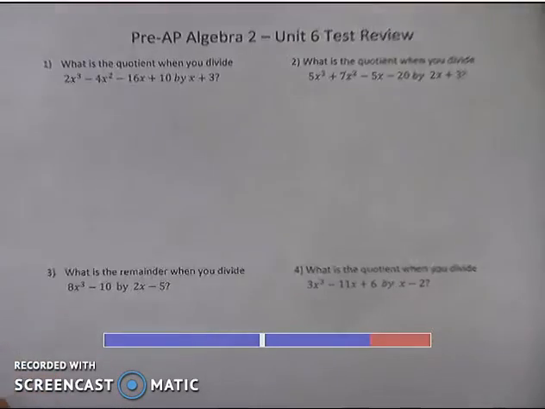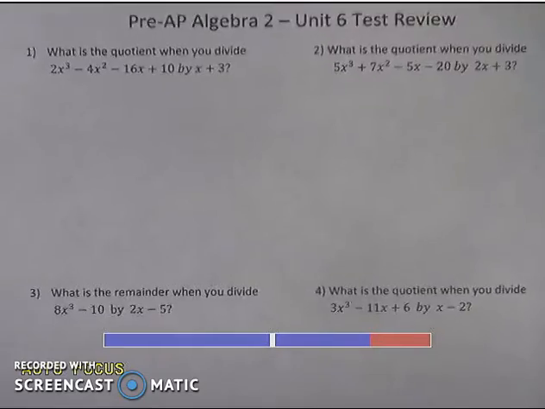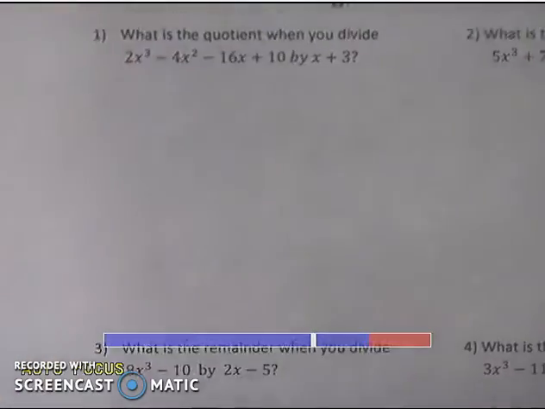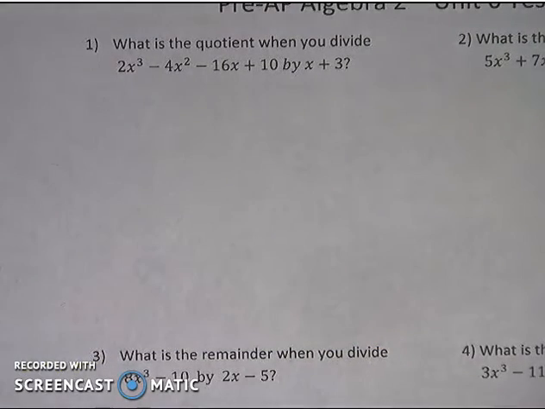This test covers a few things, namely long division, synthetic division, and factoring. So let's get into the first problem here. What is the quotient when you divide 2x cubed minus 4x squared minus 16x plus 10 by x plus 3?